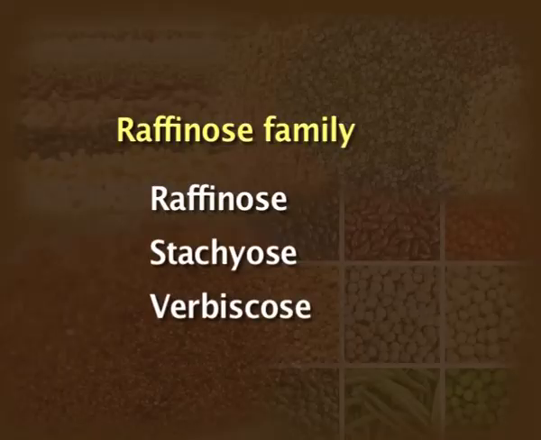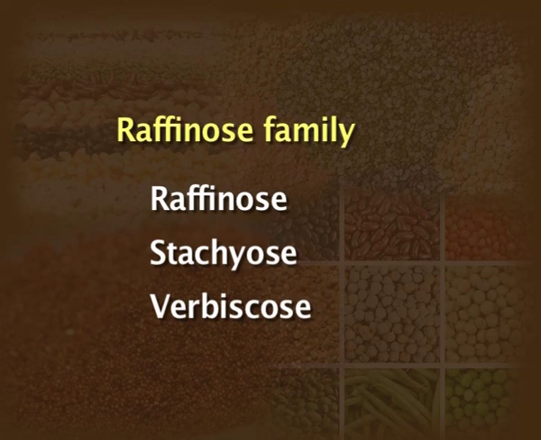Oligosaccharides of the raffinose family are very commonly found in various pulses, and this leads to the production of gases when one consumes the pulses. This is due to the presence of the three basic sugars, that is raffinose, stachyose and verbascose, which do not get digested due to the absence of the enzyme alpha galactosidase in the stomach.